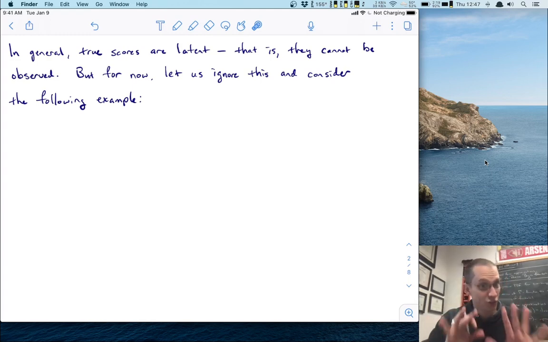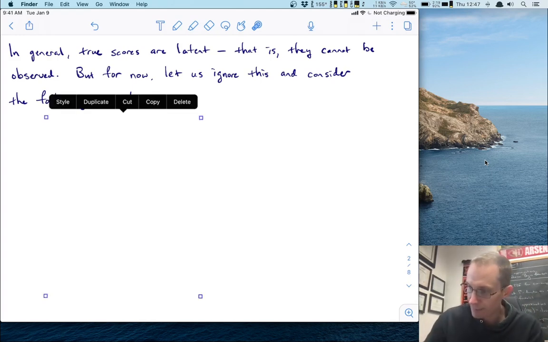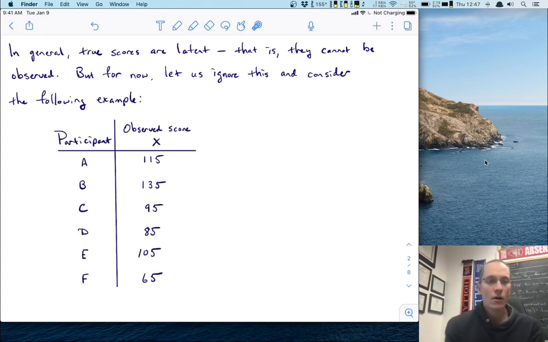Okay, so this is a very contrived example, but it will illustrate all the points that we want to talk about today. So here are a set of six scores on some test, and we're going to label the test X. So you can see participant A scored a 115, participant B scored a 135, etc.